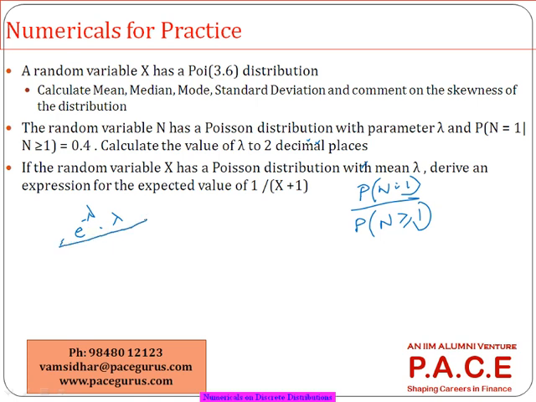Now what is the probability of n greater than or equal to 1? I can just find the probability of 0 and subtract that value from 1. Then it is greater than or equal to 1 only. It could be 2, 3, 4, 5, 10, 100, 200. It's just not 0. Rest all it could be. Right? So what is the probability of 0? E power minus lambda, lambda power 0 by 0 factorial. So e power minus lambda is the probability of 0. But I need rest all. So 1 minus e power minus lambda. So my expression actually is becoming lambda e power minus lambda divided by 1 minus e power minus lambda equal to 0.4.